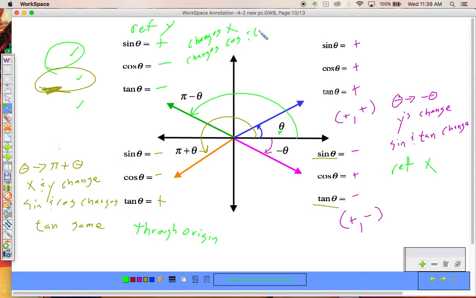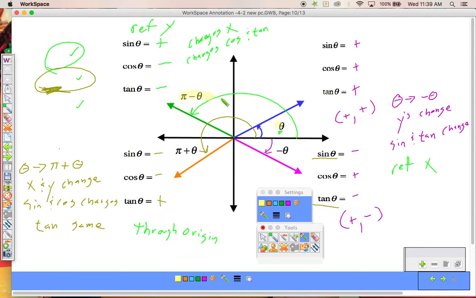which changes cosine and tangent. So that's the idea we need to know and understand. From theta to negative theta is from the top to the bottom. When I go from the top to the bottom or bottom to the top, my y's change, which is going to change my sine and my tangent. When I go from theta to pi minus theta, that's a reflection over y, which means my x's change, which changes my cosine and my tangent.